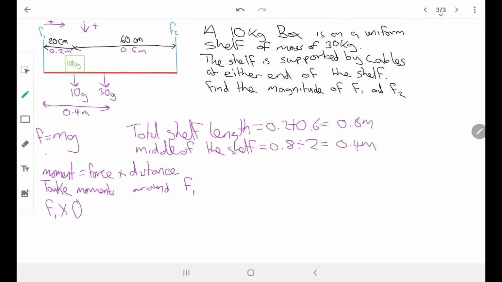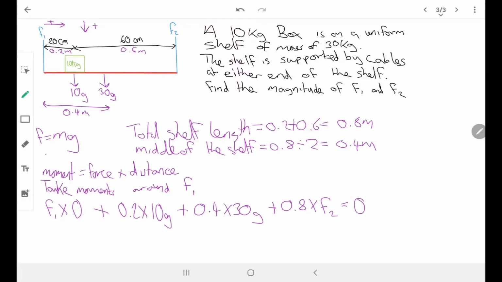So we're looking at, how far away is F1 from F1? Well, it's nowhere. So that's F1 times 0, plus 0.2 times 10g, plus 0.4 times 30g, and then we have 0.8, so plus 0.8 times F2, and that equals 0.